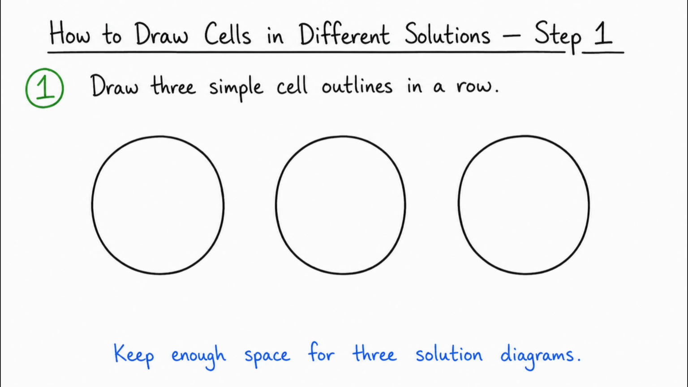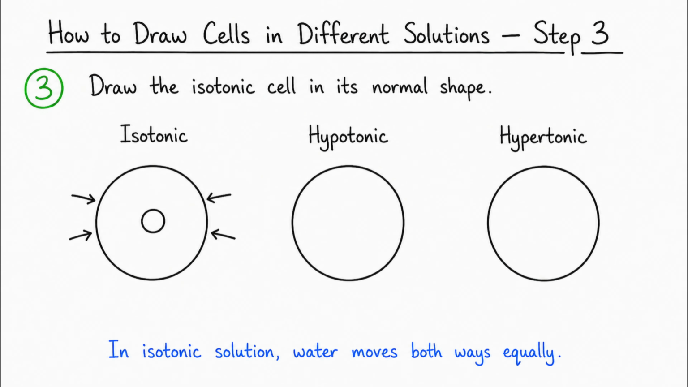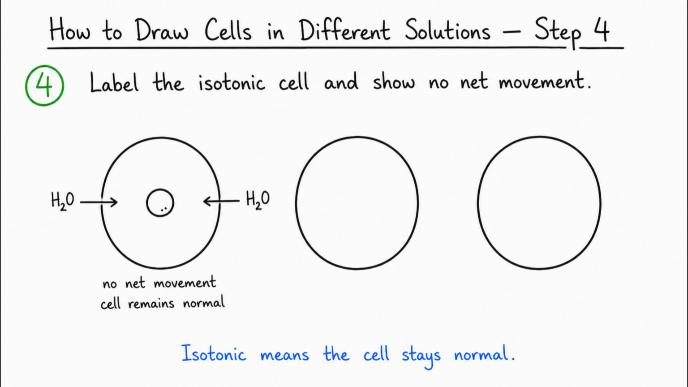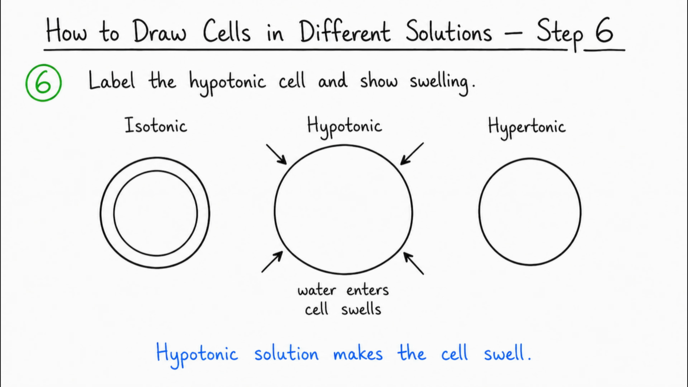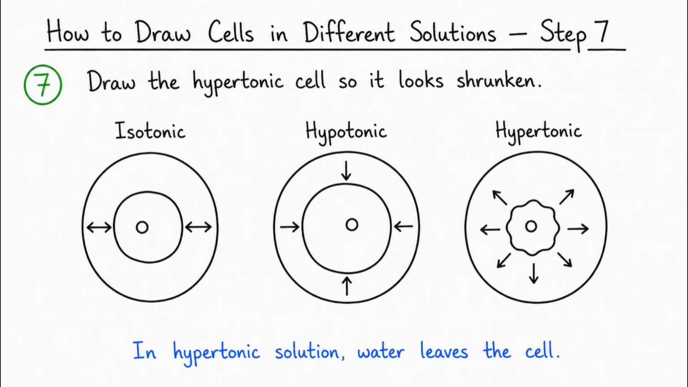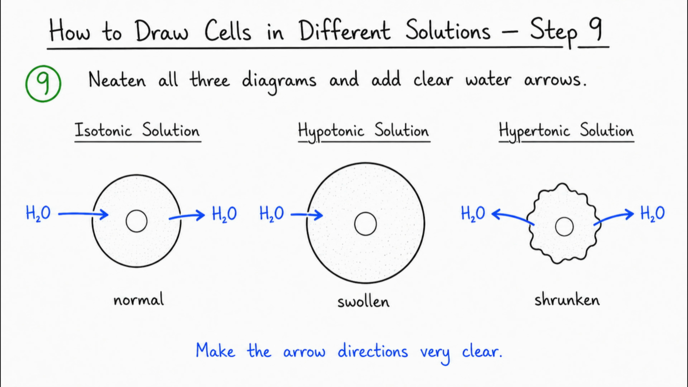5. Draw diagrams to show a cell in isotonic, hypotonic, and hypertonic solutions. Labels to include: isotonic, hypotonic, hypertonic, water movement arrows. Answer checklist. In an isotonic solution, there is no net movement of water and the cell remains normal. In a hypotonic solution, water enters the cell and the cell swells. In a hypertonic solution, water leaves the cell and the cell shrinks.